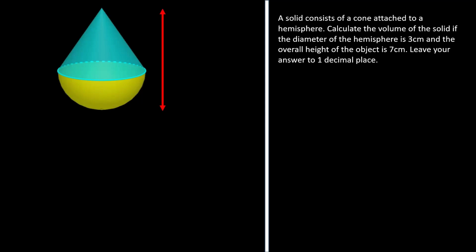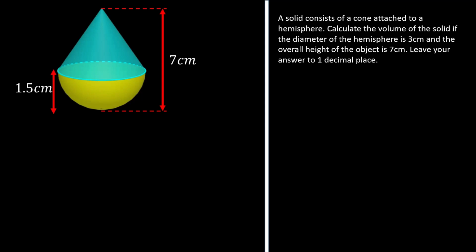So the first is to look at the height. We are told that the height of this solid is 7 centimeters. So we put the height where it's meant to be. Now we are also told something about the diameter of the hemisphere. The diameter is 3 centimeters. Of course, you understand that, if diameter is a given number, radius is actually half of diameter.